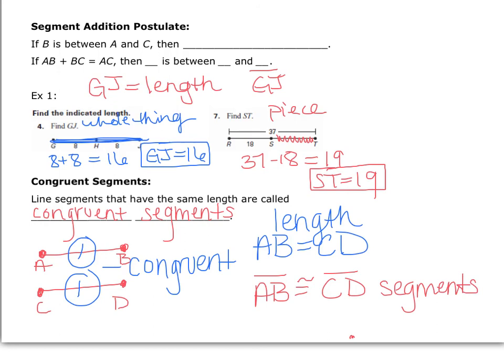And as you can see here, this might be something new to you, this symbol, the equal sign with the little squiggly on top, as I call it. Okay, this means congruent. And we're going to use this a lot. Okay, so that symbol is congruent.